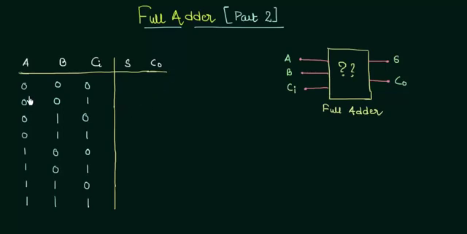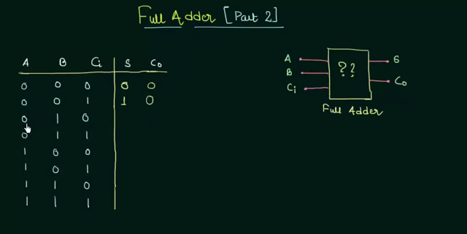So in your first case both A, B is 0 and also the carry input is 0. So the sum is definitely going to be 0, and also there is no carry output, so it is also 0. Now A plus B, 0 plus 0 is 0 and 0 plus 1 is going to be 1, so sum is 1 and there is no carry generated, so the carry output is 0.